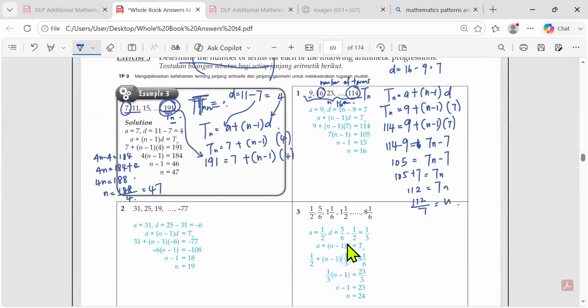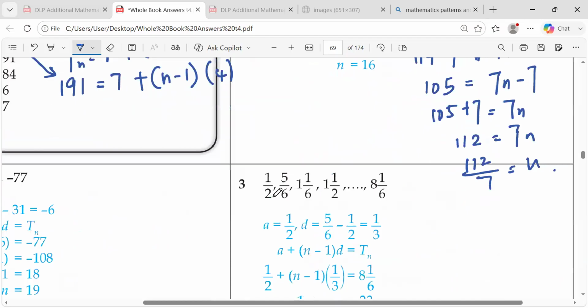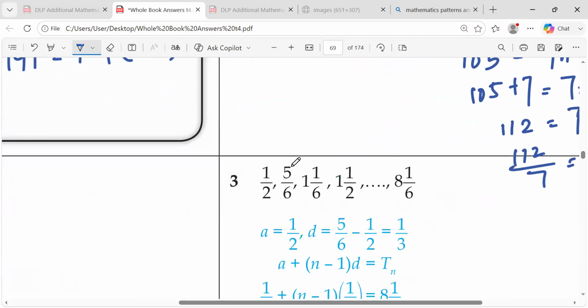Next. This is quite difficult. Actually not difficult, it's just a fraction. So choose the current term minus the term before. Current term minus the term before, I get 1 over 3. So I get D, right?